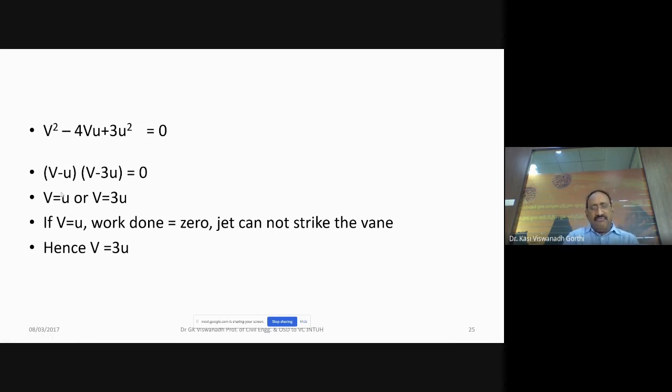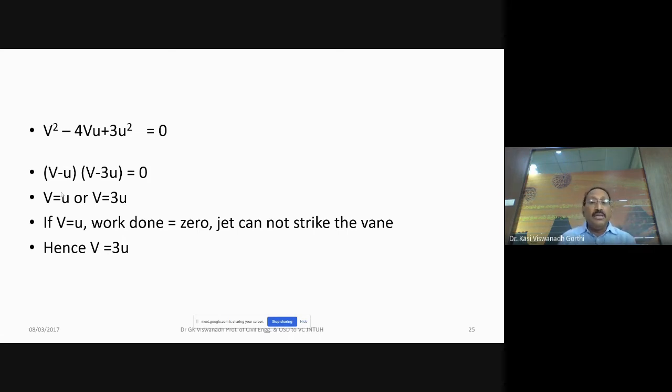What is this? V is equal to u, which means that the velocity of the liquid jet must be equal to the velocity of the vane. Second is, the velocity of the liquid jet must be equal to 3 times the velocity of the vane. So in the first case, v is equal to u. That means the liquid jet velocity is equal to the vane velocity.